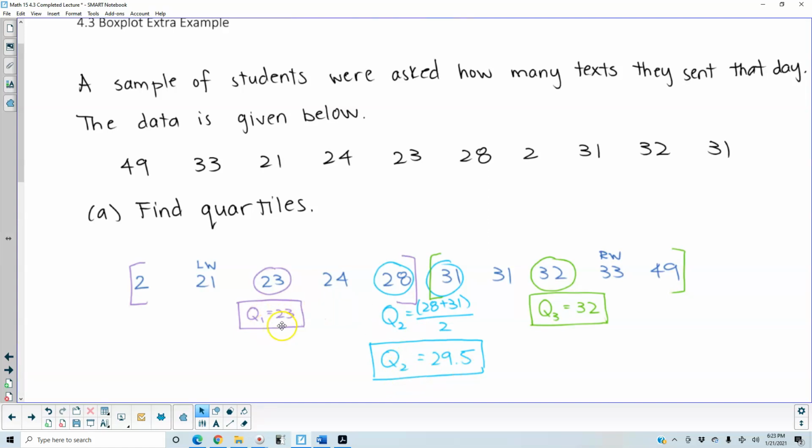So quartile 2 is going to equal 29.5. Now quartile 1 is the median of the first group of numbers. We have an odd group of numbers, so we can take the middle number. So quartile 1 is equal to 23. And the same thing on the right side: 31, 31, 32, 33, 49. We have 5 numbers, so the middle number is going to represent the median here. So quartile 3 is equal to 32.